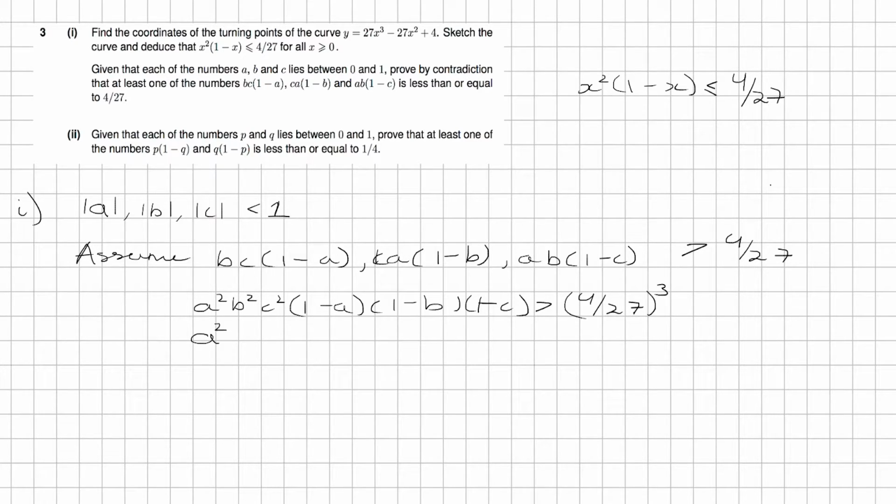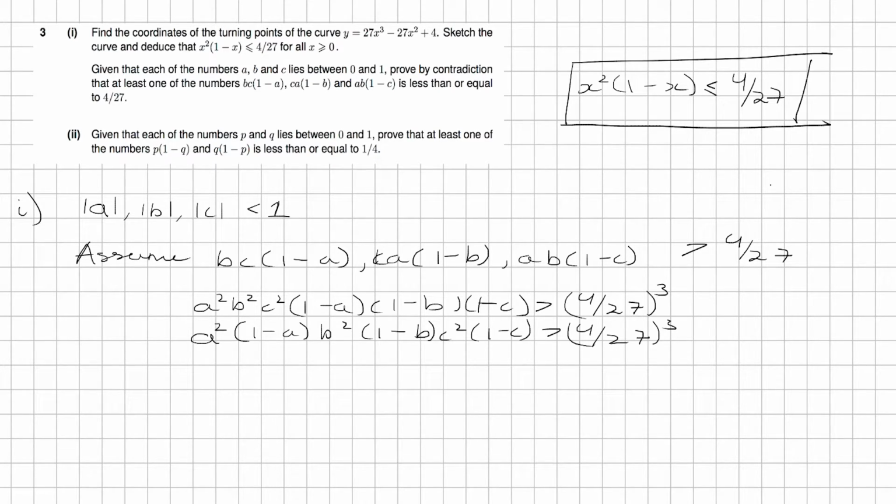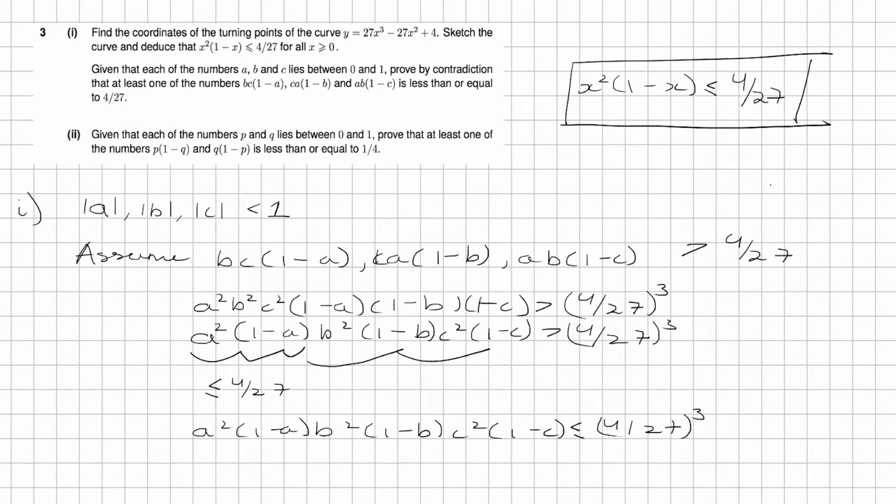Then we can rearrange this to the form a squared(1 minus a), b squared(1 minus b), and c squared(1 minus c), which will be greater than 4 over 27 cubed. And in the first part we showed that x squared(1 minus x) is less than or equal to 4 over 27. So now we have three different parts, each less than or equal to 4 over 27 individually. So using the first part, a squared(1 minus a), b squared(1 minus b), and c squared(1 minus c) must be less than or equal to 4 over 27 cubed. But this is a contradiction to our assumption, so therefore at least one of these values must be less than or equal to 4 over 27.